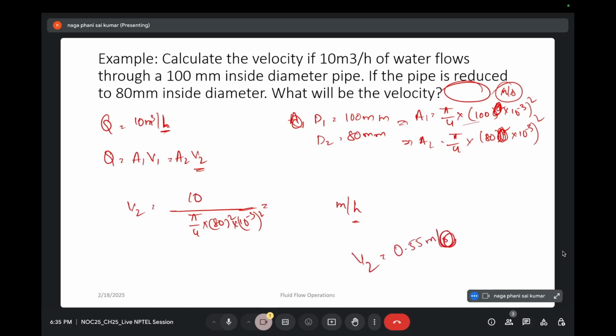This is in seconds. Okay. But you will be getting in hours because this is given as meter per hour, right? So you'll be getting in hours, you have to convert it into seconds. Okay.